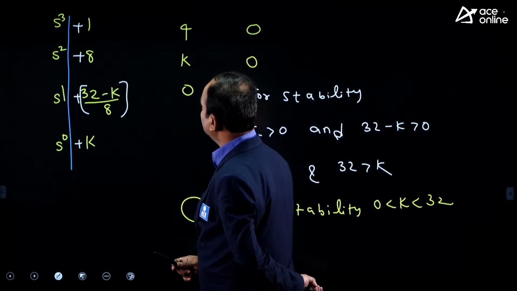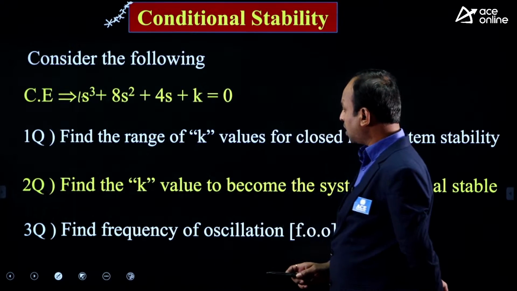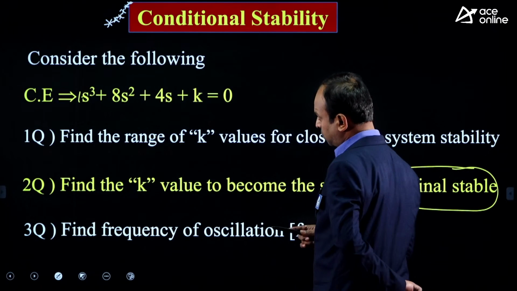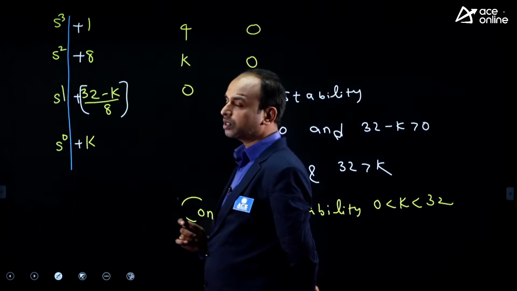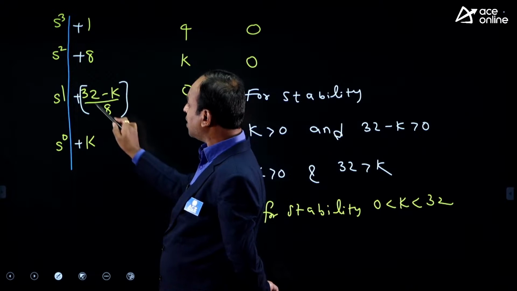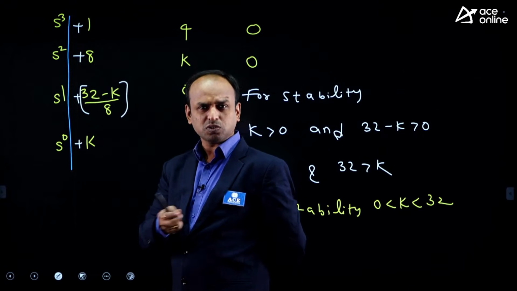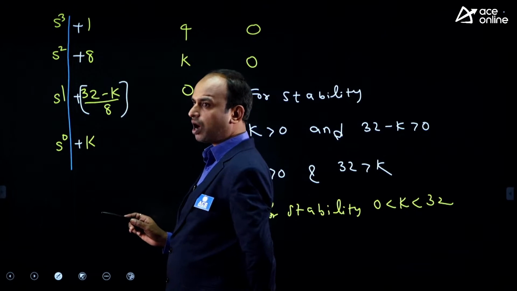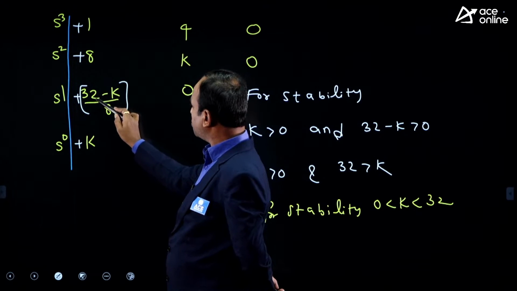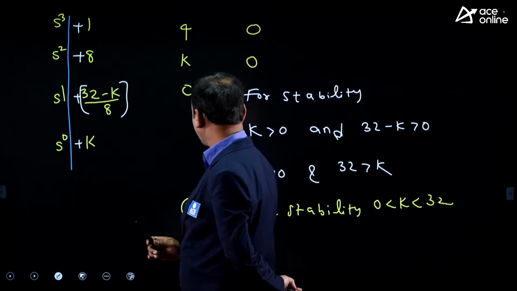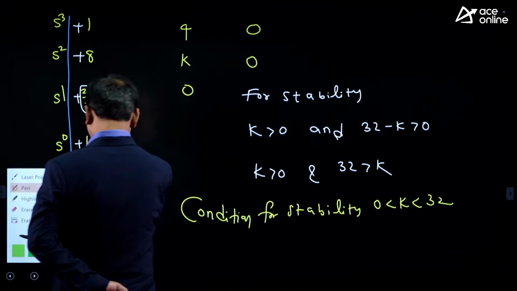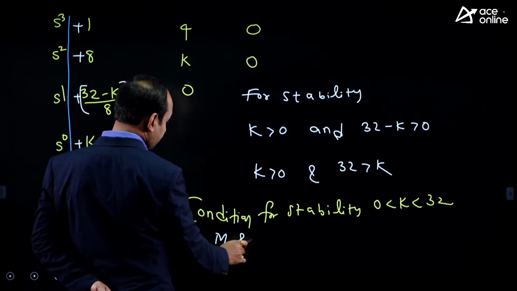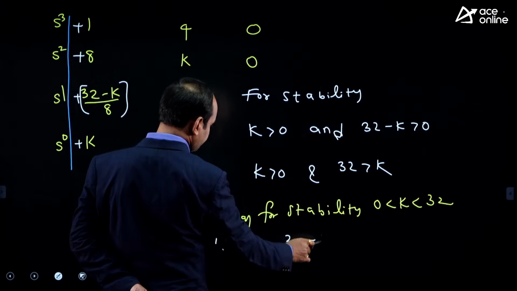Okay, fine. Now the second question, the condition to become marginally stable. Marginally stable means one complete row should be 0. The rule is that an odd number row should be 0. So this should be 0. For marginal stability, 32 minus k equals 0.